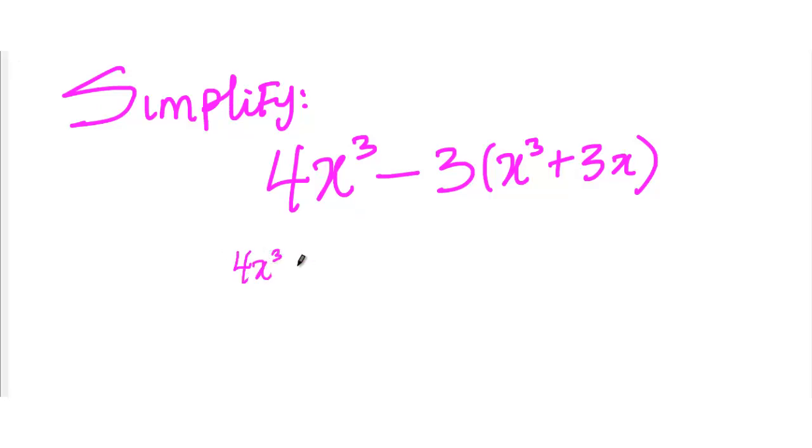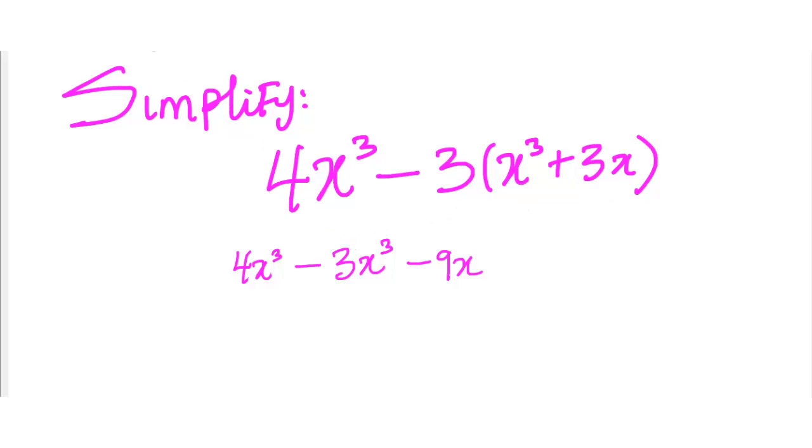4x cubed minus, now we are going to be using minus 3 because the coefficient of 3 here is minus 1, or the whole of this term is minus 3. So you're going to be using it to open this bracket. So minus 3 times x cubed will give us minus 3x cubed. Then minus 3 times plus 3, that is what? Minus 9. Then x is just the same, minus 3 times 3x. That will give us what? Minus what? 9x. All right.